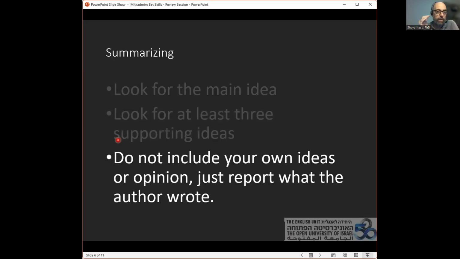Do not include this when you're summarizing, and also on the final exam for the synthesis question. We don't want your opinion. We don't want your own ideas. We want what the authors wrote. So in a summary paragraph, when you're summarizing, do not include your own ideas. Do not include your opinion. Just report what the author wrote.